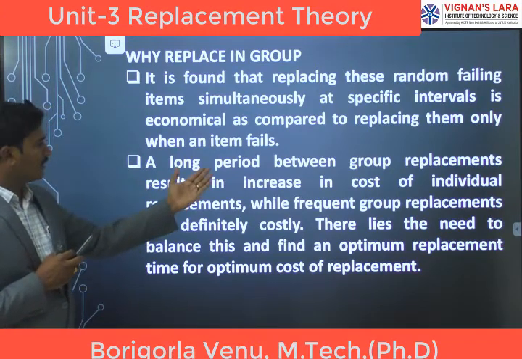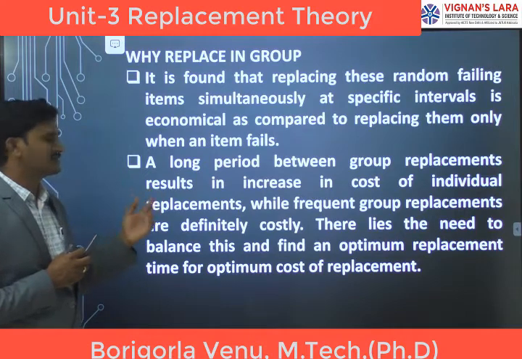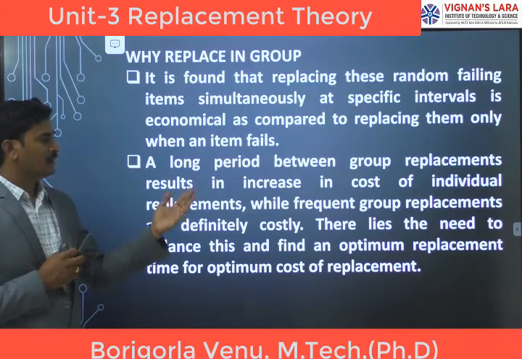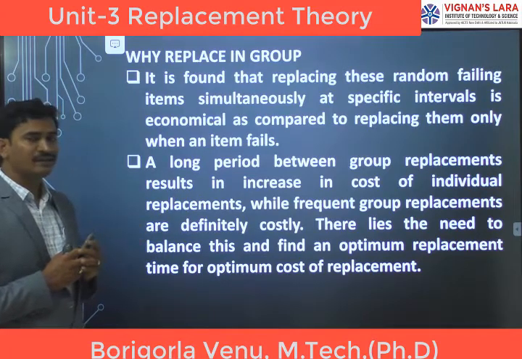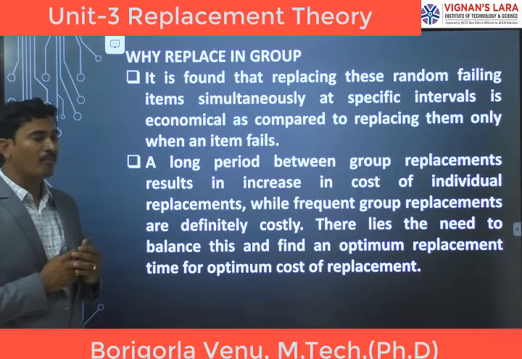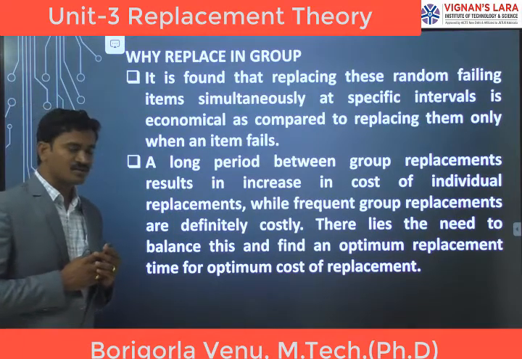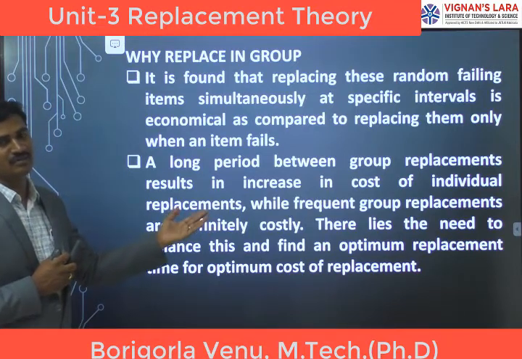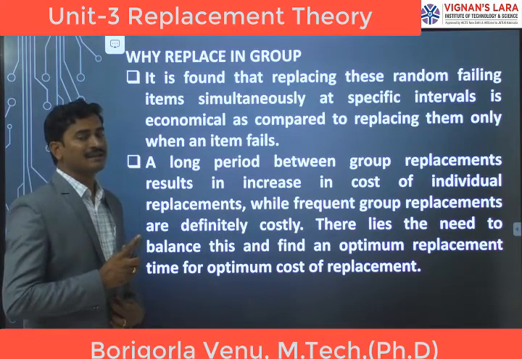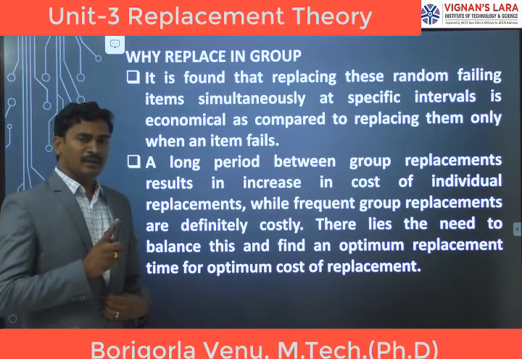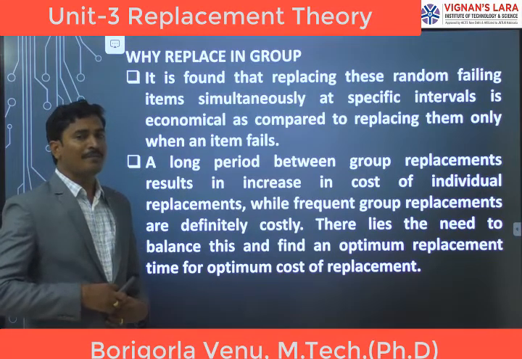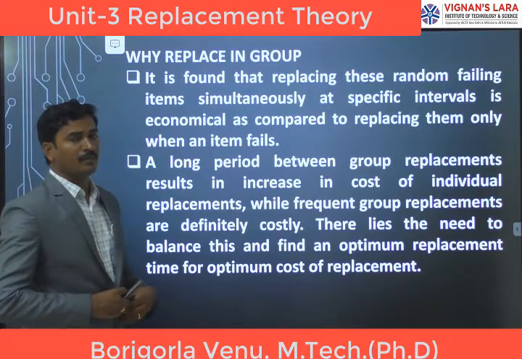Here a long period between group replacements results in an increase in the cost of individual replacements, while frequent group replacements are definitely costly. There lies the need to balance this and find an optimum replacement time for optimum cost of replacement, as we just discussed. When we are going to replace the items, we have to cross-check the cost of replacement by the individual manner and at the same time by group replacement. From that we choose the optimal replacement policy, the optimal replacement cost.